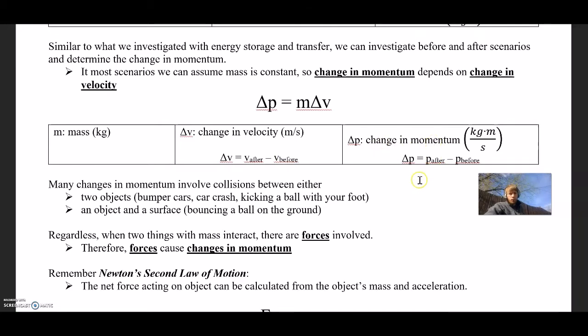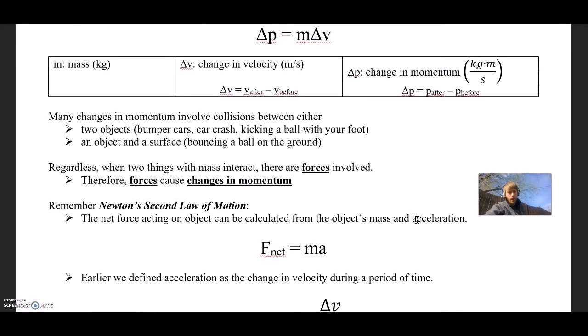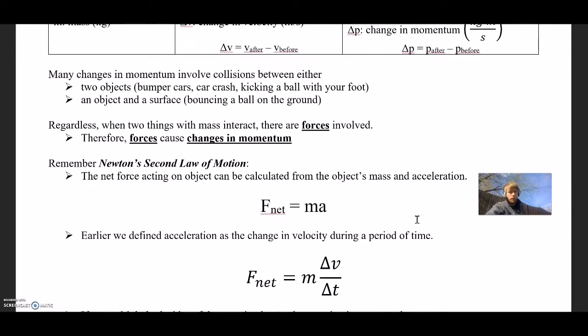When we're dealing with momentum, or changes in momentum, we do want to look at interactions between objects. So typically, it's two objects running into each other. So you can think bumper cars at an amusement park, a car crash, or any sort of sport activity where you're striking a ball with something else. Or we could consider an object to be a surface. So anytime you're bouncing something off of the ground, there is a change in momentum involved.